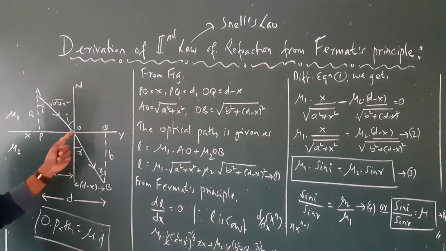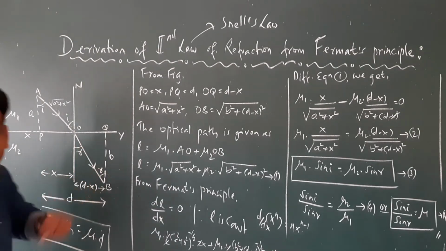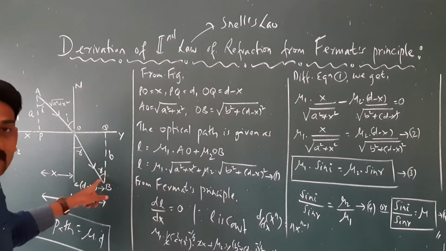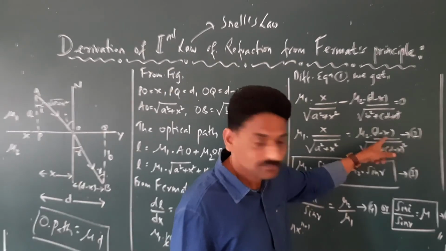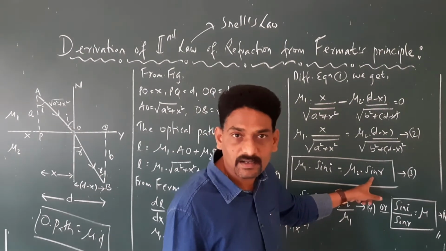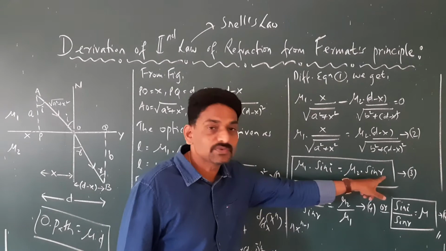Therefore, opposite divided by hypotenuse is going to be what? This is going to be again sin R. The angle in this case is R. So it is replaced by sin R. So what we got? Mu1 into sin I equals mu2 into sin R.